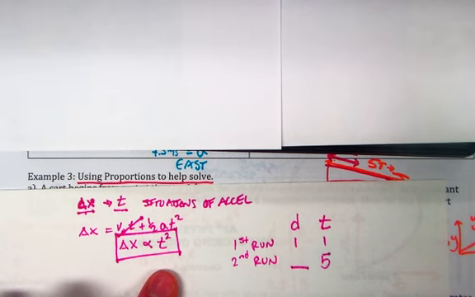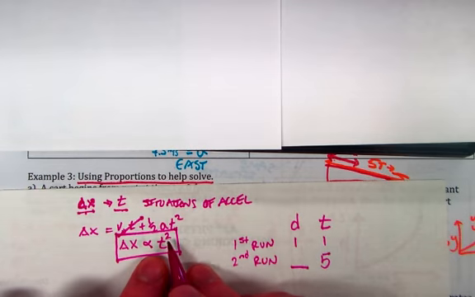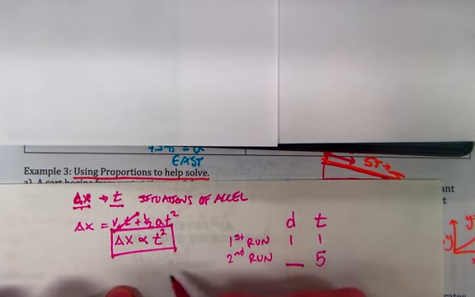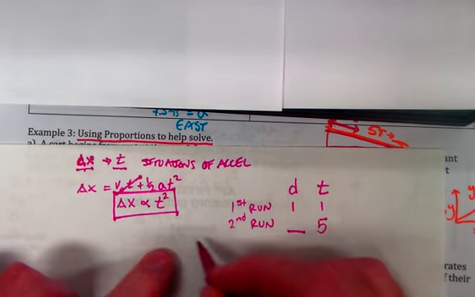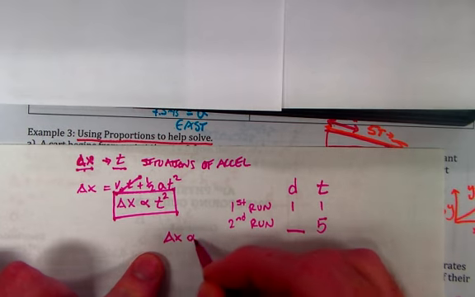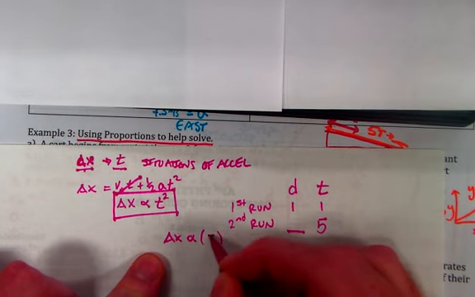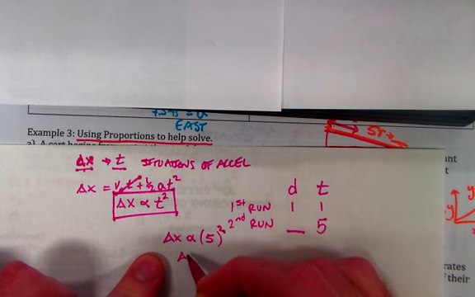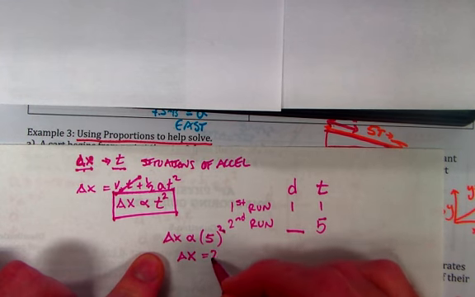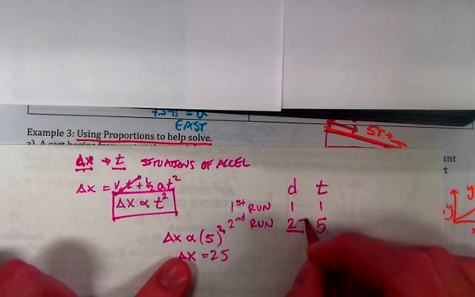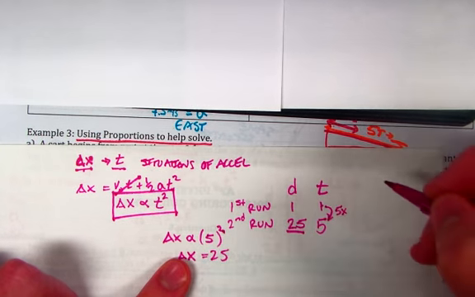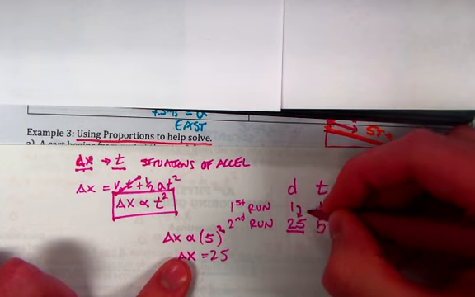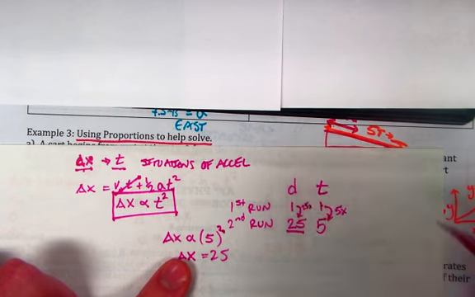what would be our displacement right here? We take that 5 and plug it into t squared, so delta x is proportional to 5 squared. Delta x will be 25 in this situation. So if the time was 5 times greater, then the displacement was 25 times greater.